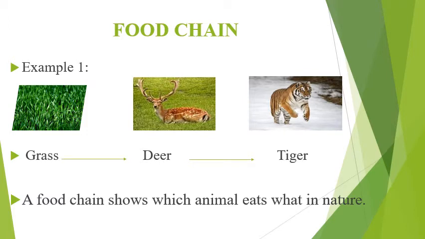Children, observe the pictures here. Grass is eaten by a deer and the deer is eaten by a tiger. This is called a food chain, which shows which animal eats what in nature.